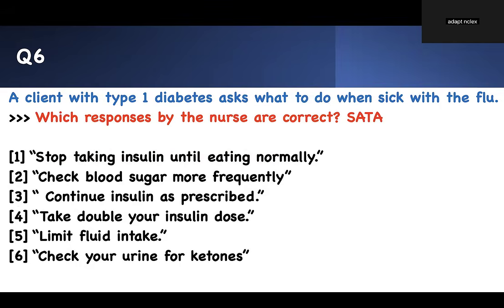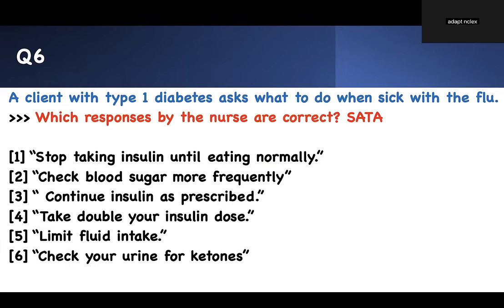This is sick day. What do you tell a patient who has type 1 diabetes about sick day? Stop taking your insulin until you eat normally. Check your blood glucose more frequently. Continue insulin as prescribed. Take a double dose of your insulin. Limit fluid intake. Check your urine for ketones. Stop the video. Put down your answer. Let me know what you think. What do you think? Sick day is a major problem.